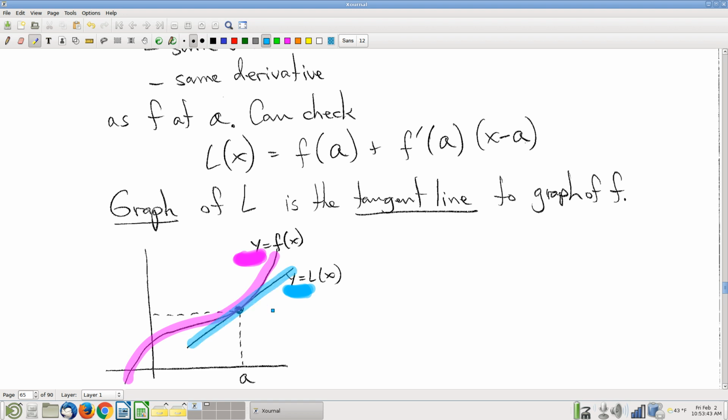And it's not hard to argue that if this L function is mimicking the f function, doing its best impersonation of f that it can possibly do at that point, you've got the same value, you've got the same slope. Not surprising, it's a tangent line. Okay, so the graph of a linear approximation is a tangent line. The linear approximation itself is a function.